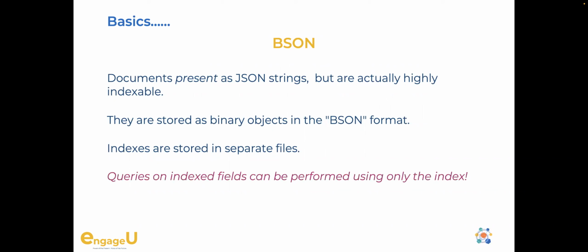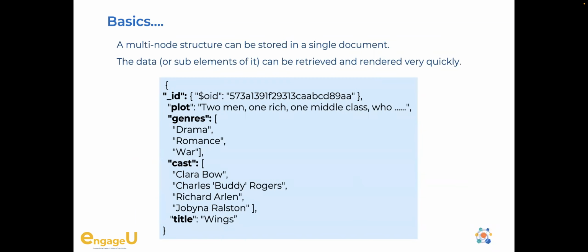Importantly, if you run a query that only uses indexed fields, that can be performed completely using the index. Very different from Draco. So a multi-node structure can be stored in a single document, and I'm giving you the same example again. The data and sub-elements of it can be retrieved and rendered very quickly. So imagine you have something as complex as an Amazon product page, and you wonder why those come up so quickly. They're not using relational tools to pull up all the sub pieces from a hierarchical structure. It comes up in one data object.